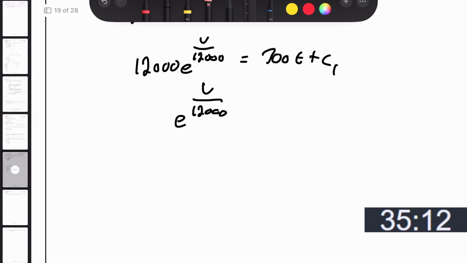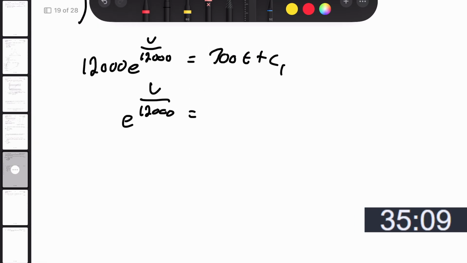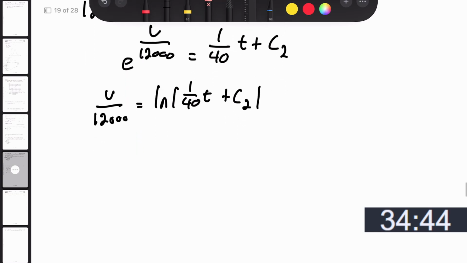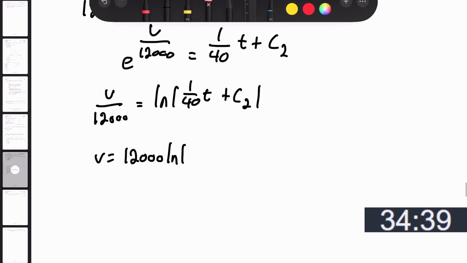So e to the V on 12,000 is going to equal 300 divided by 12,000 is 1 on 40t plus, we'll say c2. So then if we ln both sides here, I'm going to get V on 12,000 is going to equal ln of 1 on 40t plus c2. And then we're going to get V is going to equal 12,000 ln of 1 on 40t plus c2.